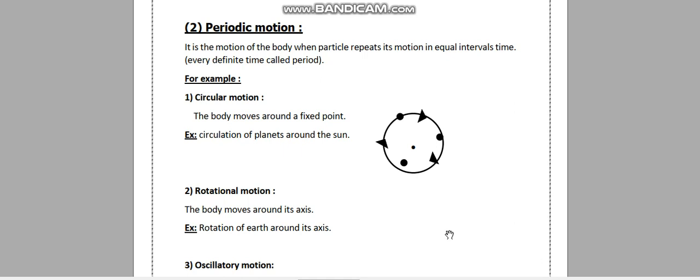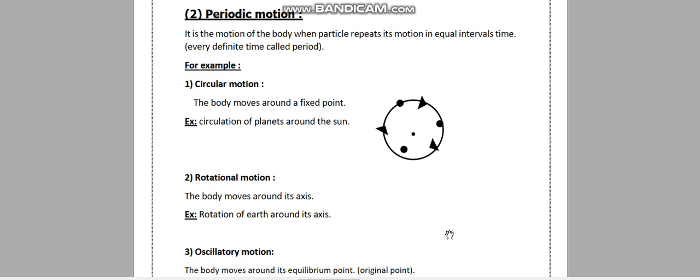The second example is rotational motion. Rotational motion is when a body is rotating around a fixed axis, its own axis. Like when a ballerina is rotating around herself, we can say that the ballerina is in a rotational motion, and rotational motion is a periodic motion. When we say the Earth is rotating around its axis to give us morning and evening, we can say that the Earth is in a rotational motion about its axis.